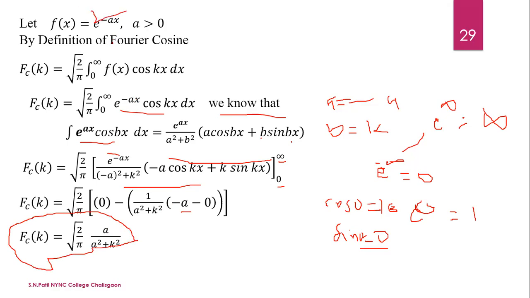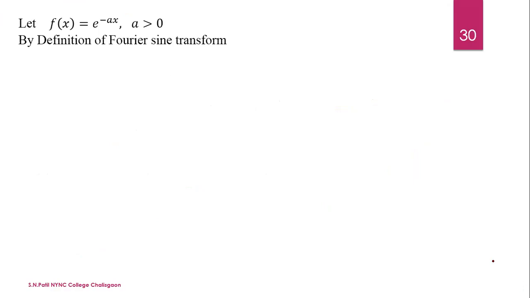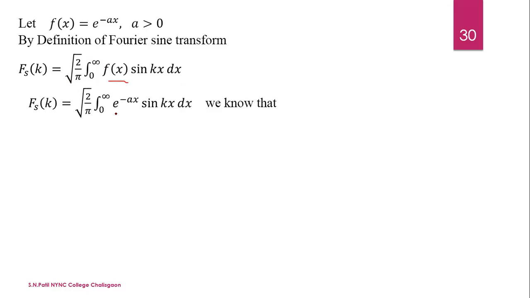Okay. Now similarly we discuss the sine transform of the same function. See, the sine transform of e raised to minus ax. By definition of Fourier sine transform, capital F suffix s means sine transform is under root 2 upon pi multiplied by the integral 0 to infinity f of x sine of kx with respect to x. Substitute the value of f of x here.